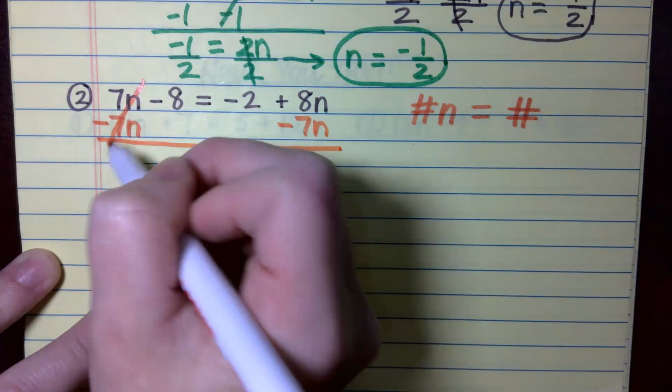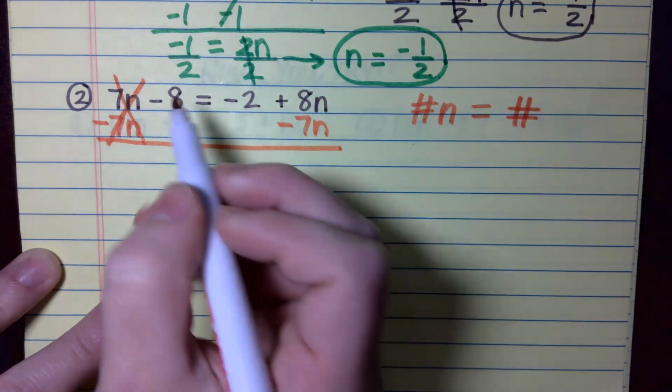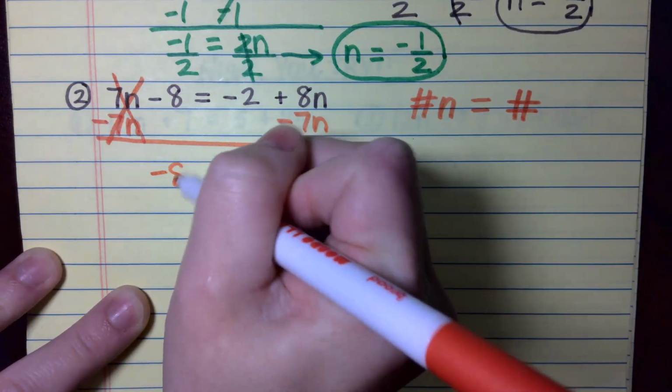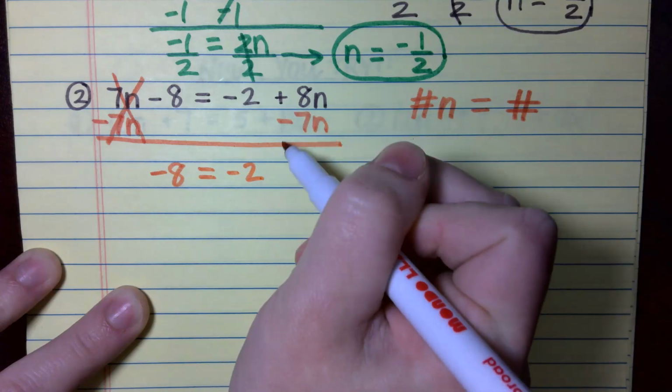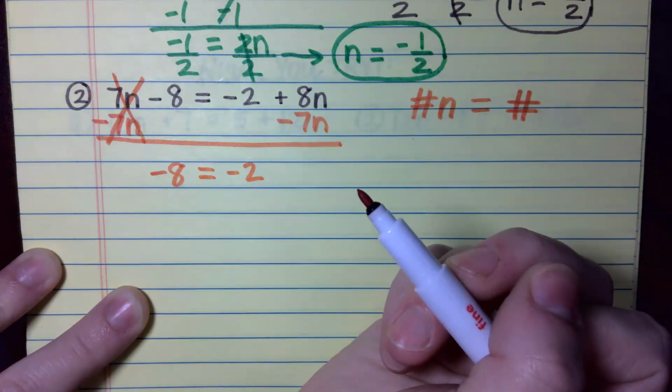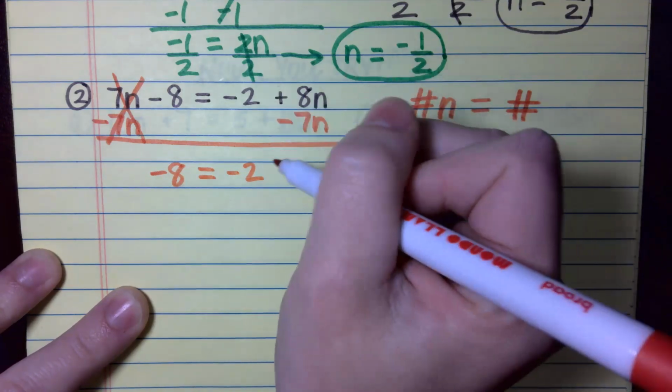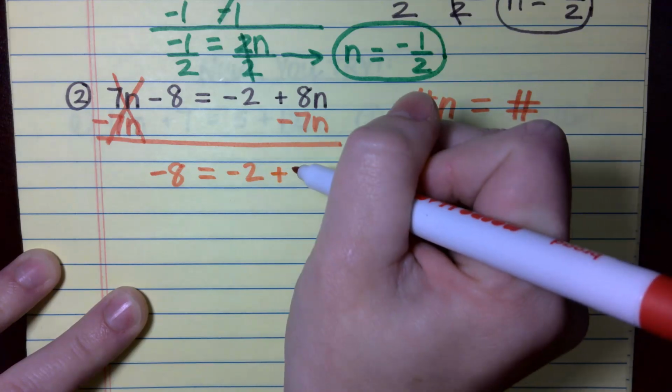All right, yeah, those cancel. 7n is gone. I'm left with negative 8 equals negative 2. And then what's 8 minus 7? Yeah, it's just 1n. So I'm going to write plus n.